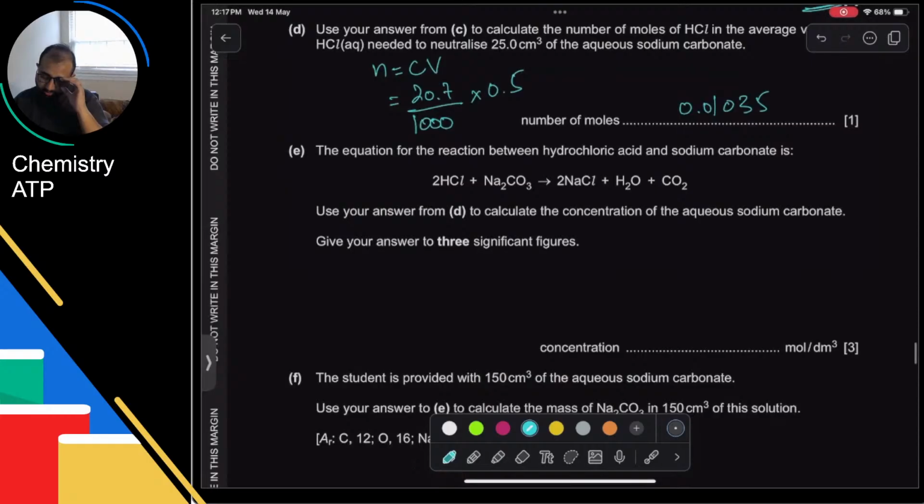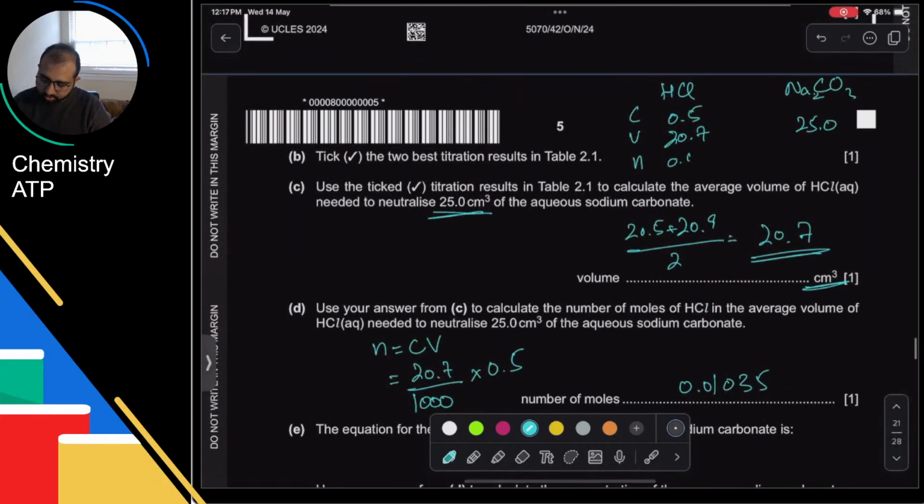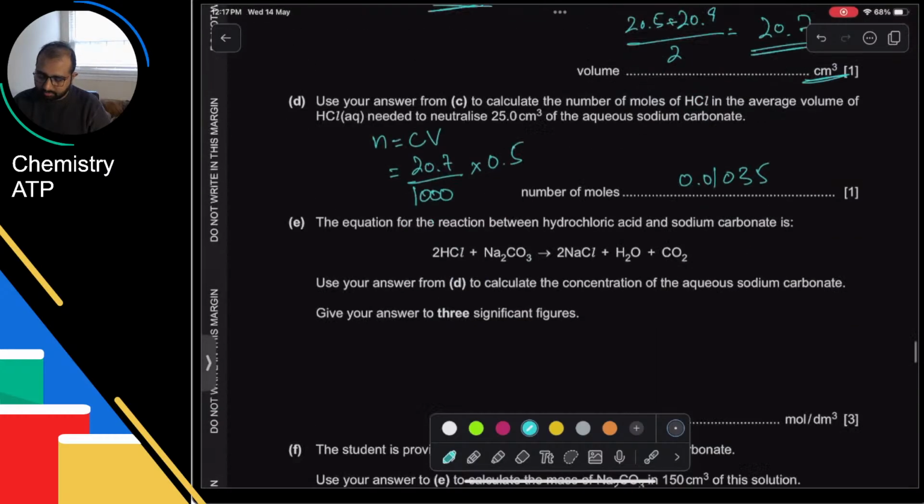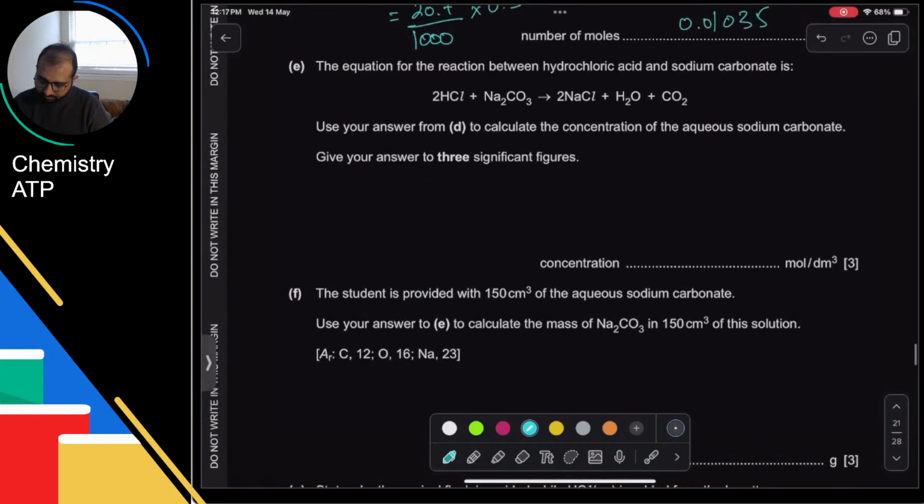The equation for the reaction between these is shown. So this I have found out, 0.01035. Now, sodium carbonate is going to be half of it, right? Why? Because for every 2 HCl you need one of that, so it's going to be half of that. So 0.01035 divided by 2, so 0.0, whatever that is. My math is not that good.